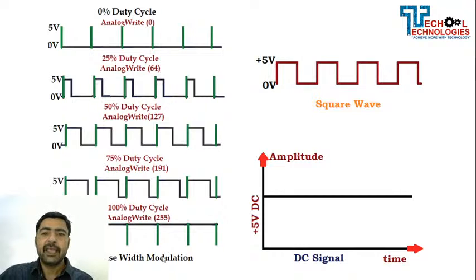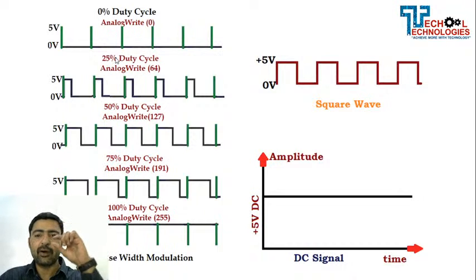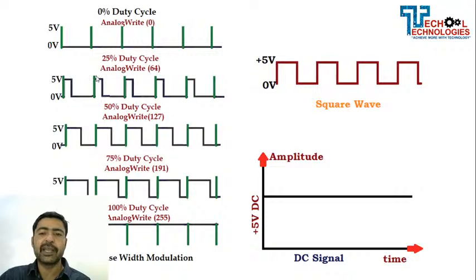Now, if a square wave pulse is there, and we change the width of the high, as you are seeing in the diagram, that is the duty cycle. Duty cycle means the cycle by which the on and off is happening. If it is 25%, it means the signal is high, or at 5 volt, for 25% of the time.